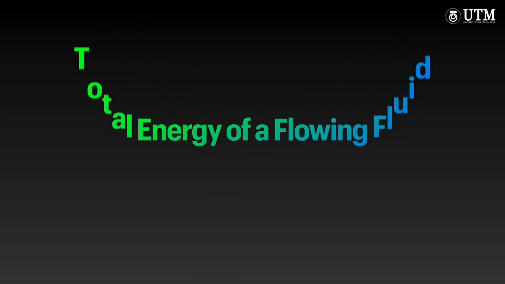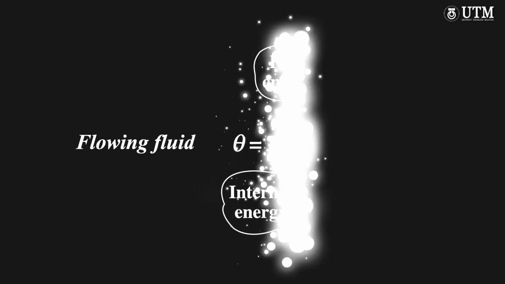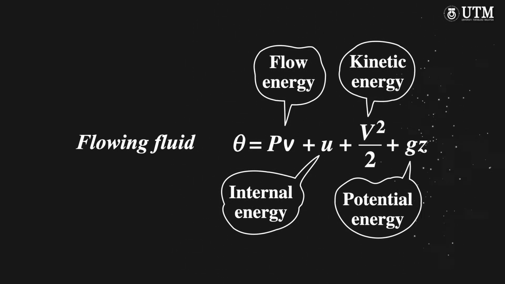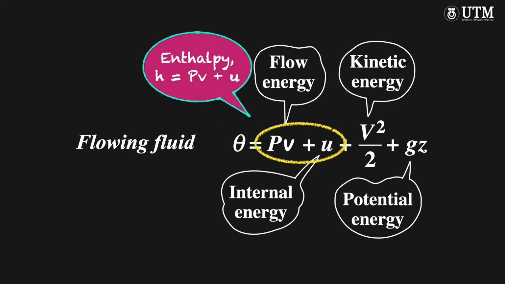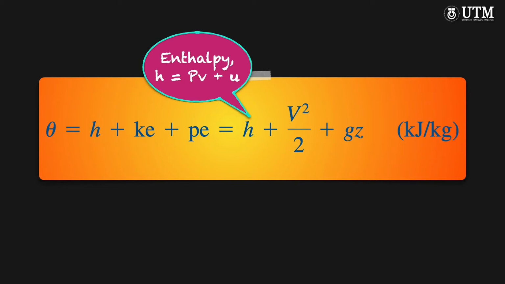Now let us learn how to estimate the total energy of a flowing fluid. The flowing fluid's total energy consists of flow energy, kinetic energy, internal energy, and potential energy. On a unit mass basis, denoted by theta, it is presented as in the given form. As we already know, the combination of PV plus U equals the enthalpy H, so the relation reduces to the following manner.